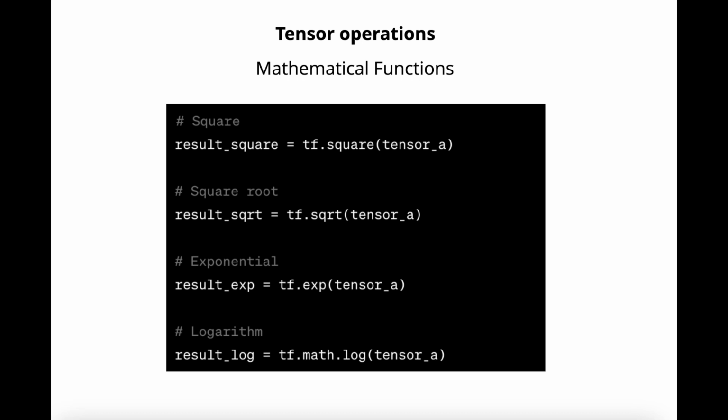Examples are here. For square, you can just say tf.square tensor A. So tf.sqrt is for square root. For exponential, you say tf.exp and pass the tensor. Logarithmic is tf.math.log and then give the tensor over there.